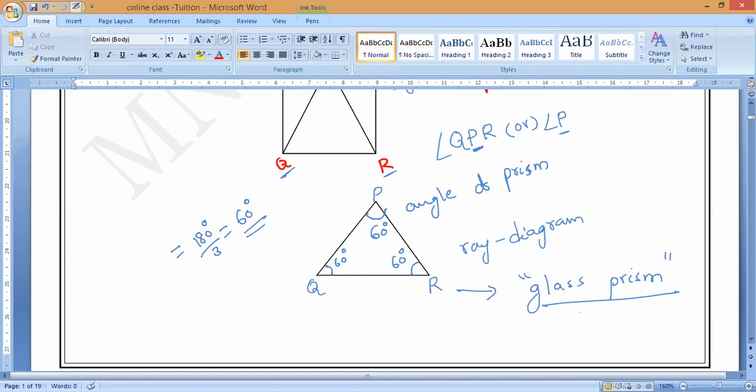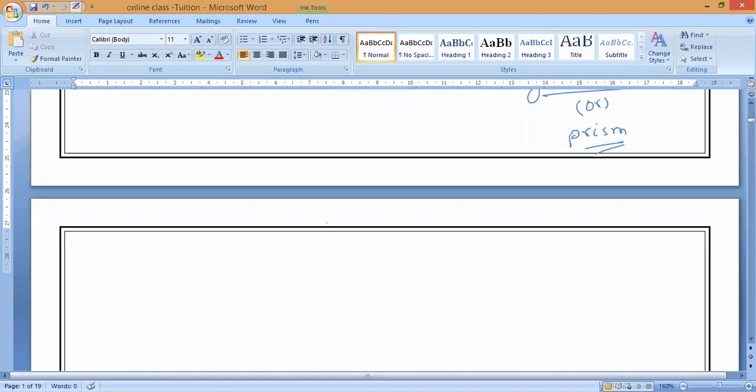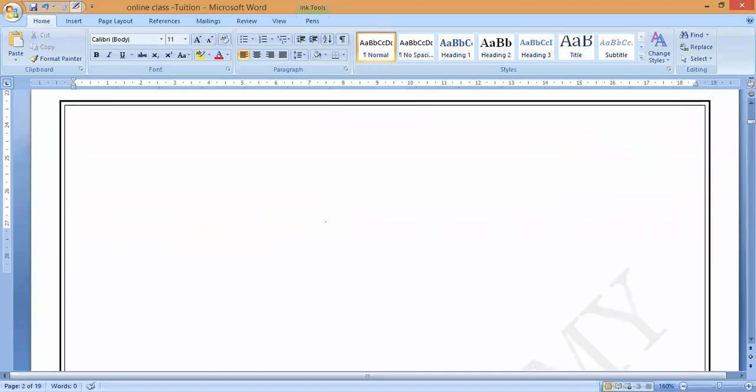So even simply a prism, we can call it a prism. That is also correct. In the exam they will ask you triangular glass prism or glass prism or prism. All are the same thing. That is what you have to remember. Now, we will study later the refraction of light through a glass prism. Refraction of light passing through a glass prism is different from the glass slab. That is what you have to remember.